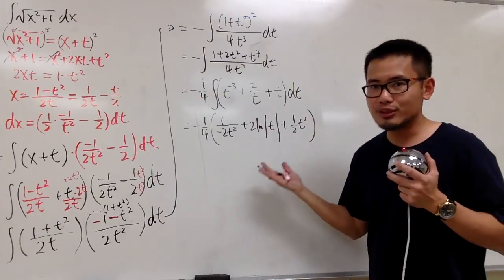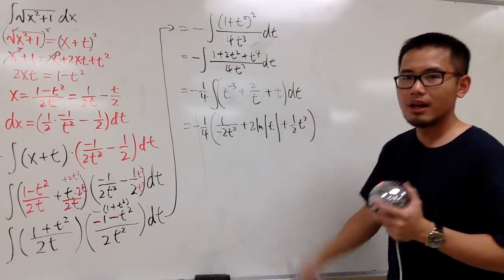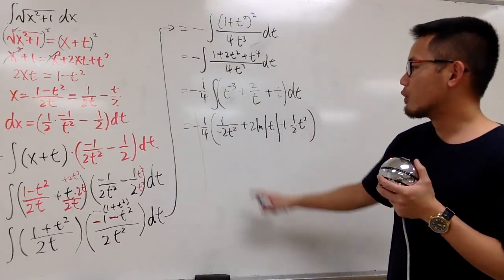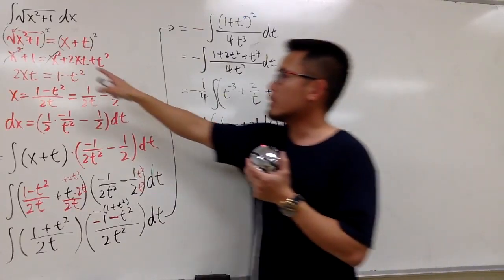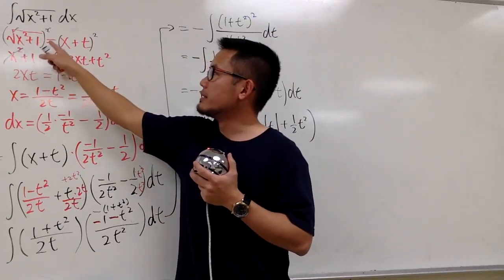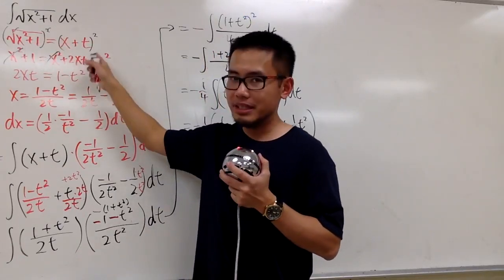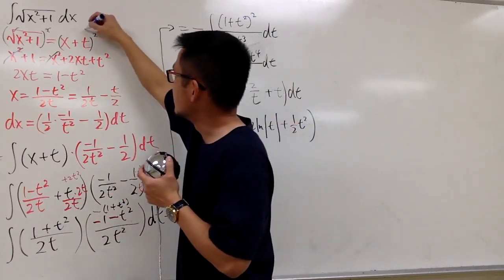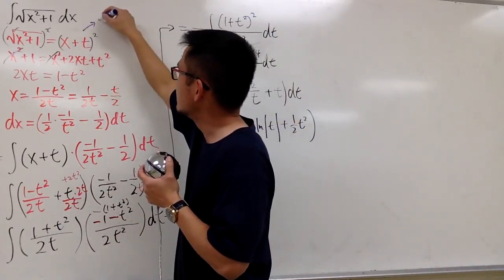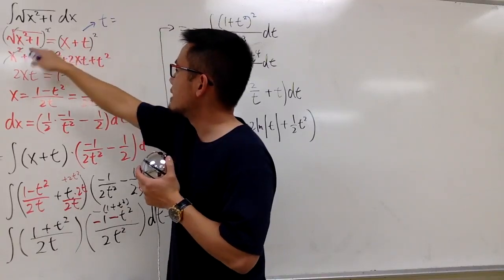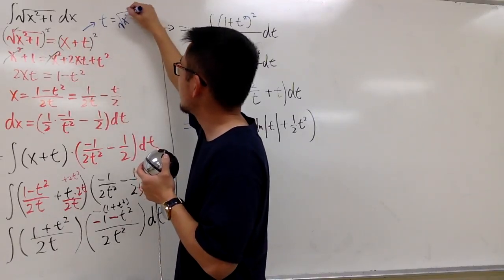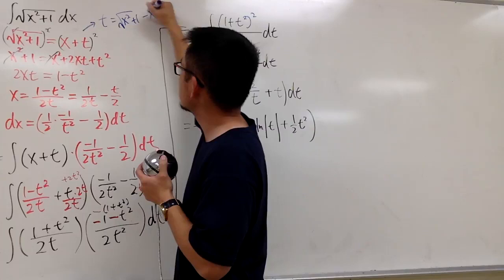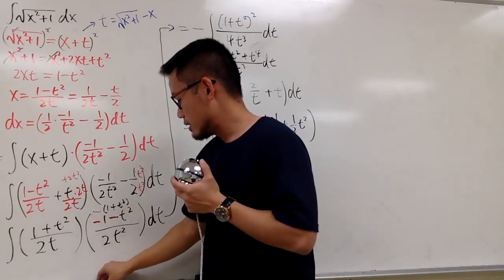And we are pretty much done for the integration part. And at the end, of course, you know the square root of x squared plus 1 is equal to x plus t. So from here, you can say that this is the same as saying, let me just draw it like this, I can say t is equal to, minus x on both sides, the square root of x squared plus 1 minus x, right?